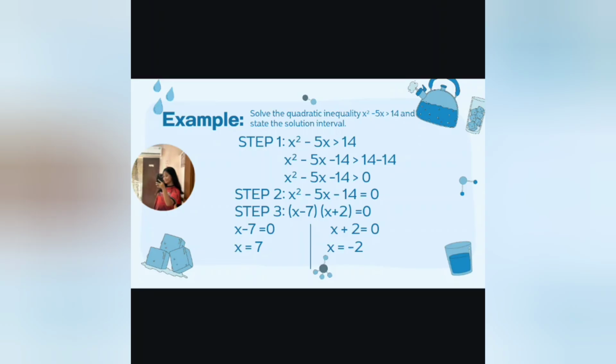So that will give us the factors x minus 7 and x plus 2 equals 0. Setting each factor to 0 gives us our critical numbers of x equals 7 and x equals negative 2. So these will be the boundaries on our number line. In the next slide, I'm going to show you the number line of this example.